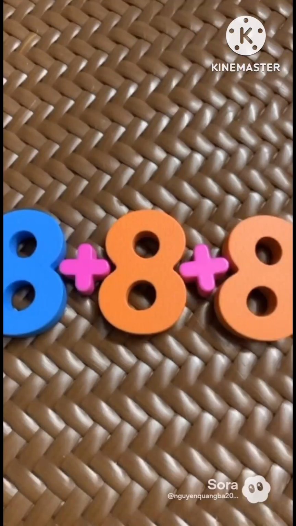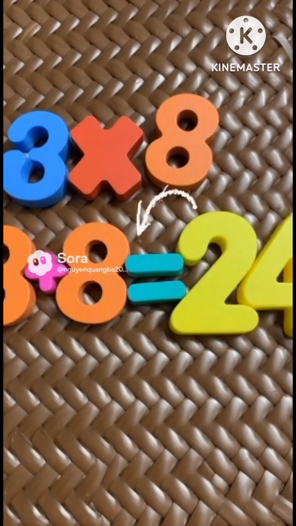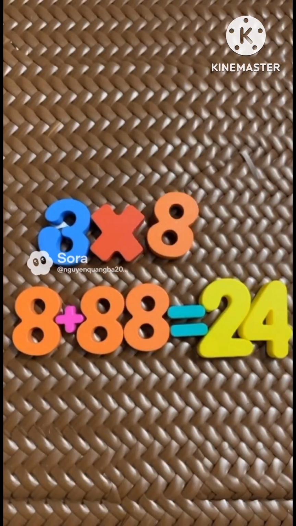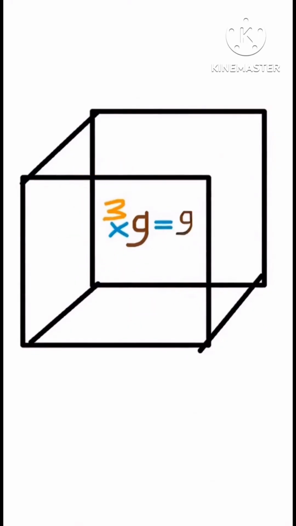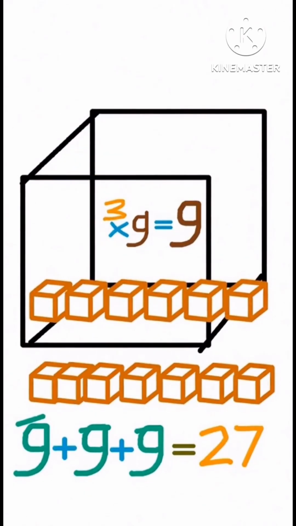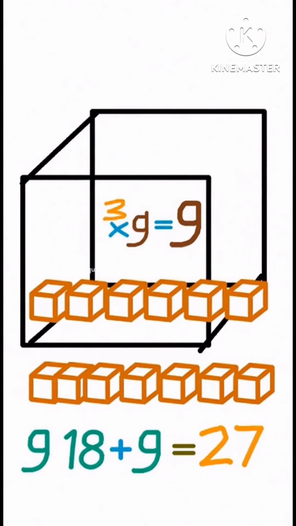Think of it as adding 8 3 times. 8 plus 8 plus 8 equals 24. Same total, same math. 3 times 9. Think of it as 9 added 3 times: 9 plus 9 plus 9.